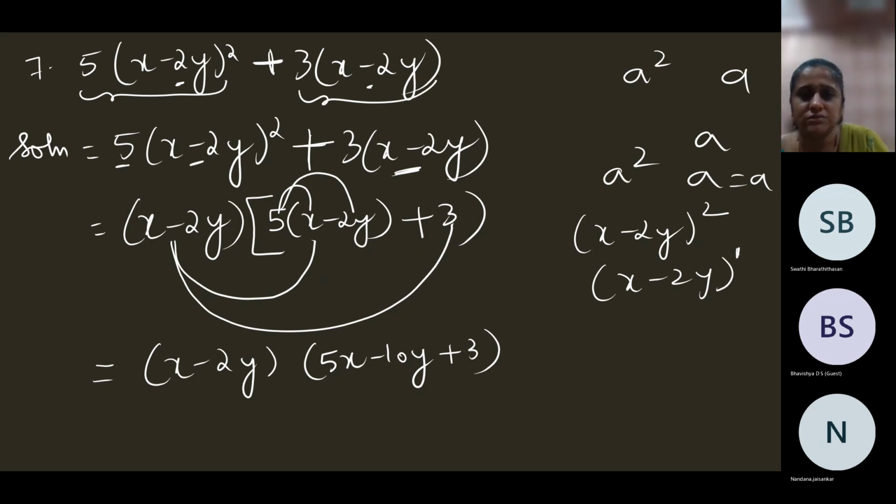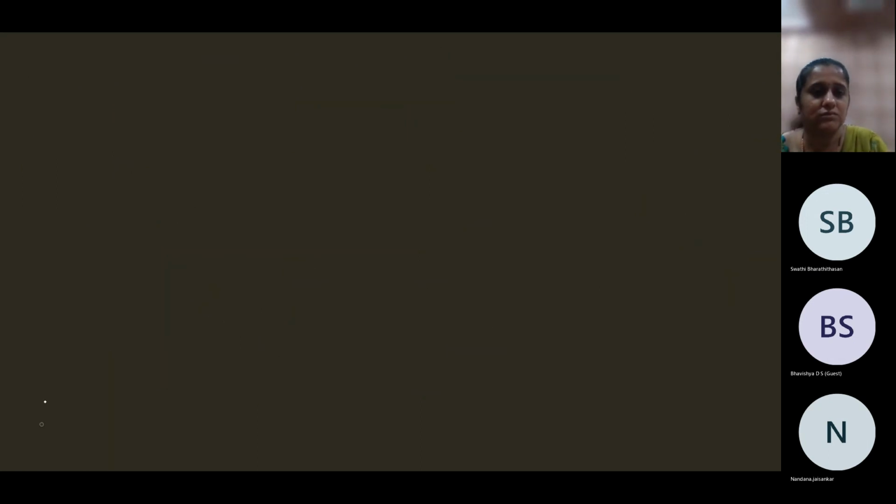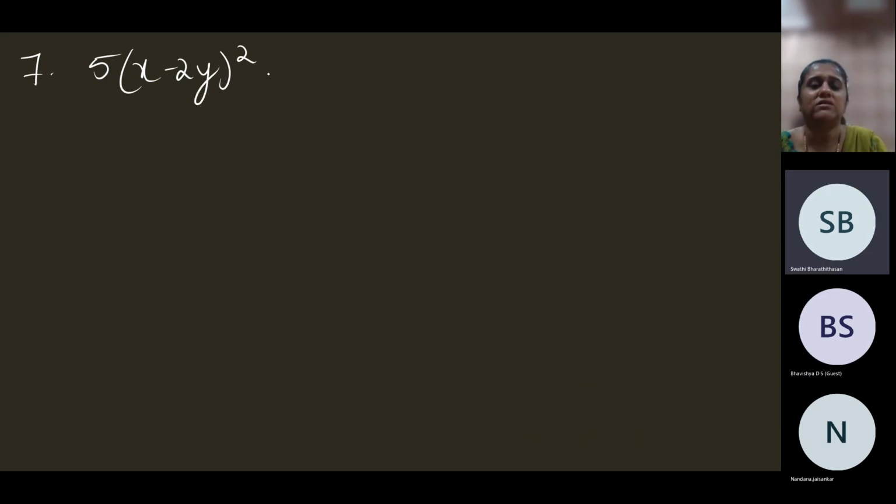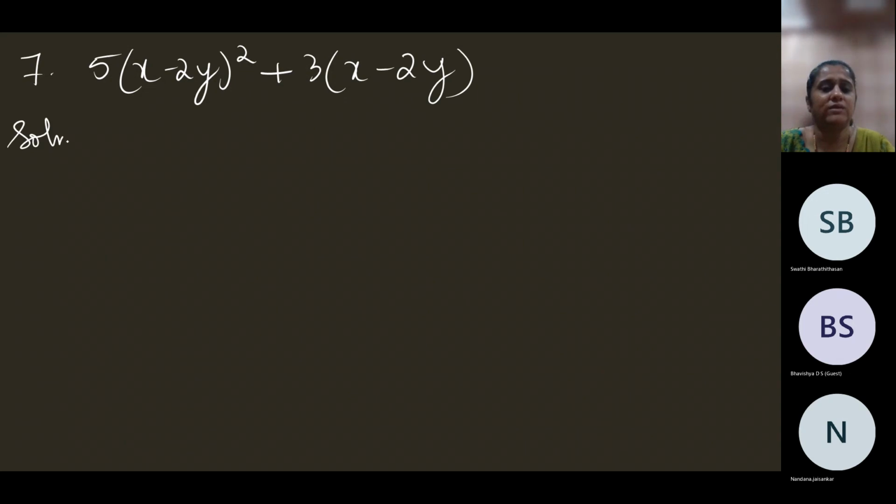Sure, children, understood? Yes, ma'am. I'll just work the same thing again. What's the question? 5 into x minus 2y the whole square, right? Yes, ma'am. Then plus 3 into x minus 2y, ma'am. Okay. All right. So the first step is to write the given expression.